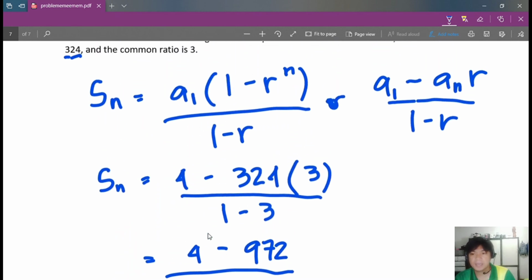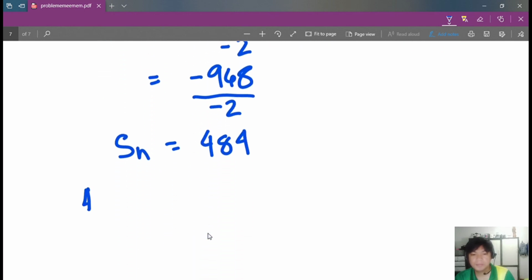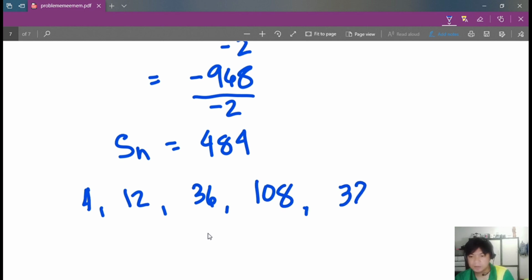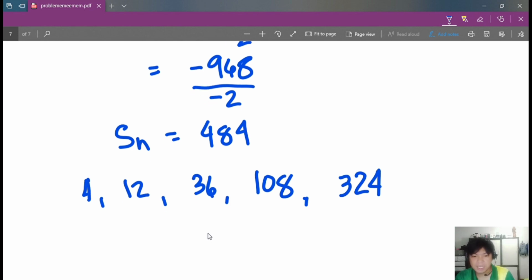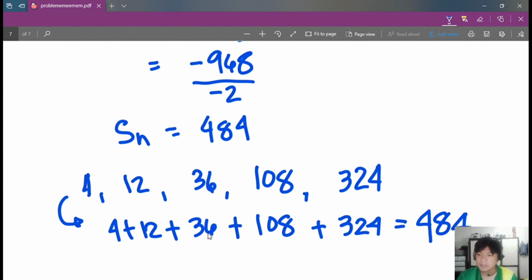So ano ba yung ating sequence kaya? So the first term natin is 4. I-list down na lang natin 4. The common ratio is 3. 4. Tapos next term dito is 12. 12 times 3 is 36. Then 36 times 3 is 108. And 108 times 3 is 324. So, kung i-add natin ito lahat, ang geometric series niya is 4 plus 12 plus 36 plus 108 plus 324. Okay, the sum is 484. So you can double check using your calculator the sum of the geometric sequence is 484.